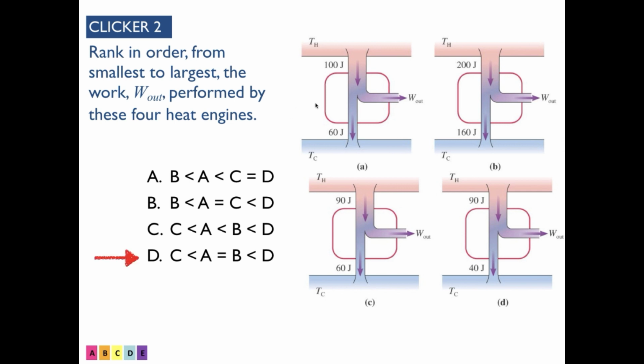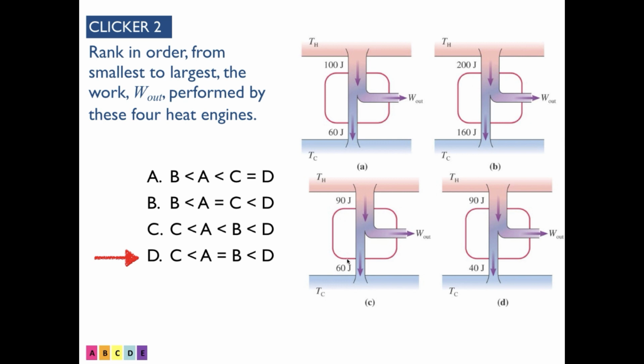Now, how do you get this? Well, you just subtract QH minus QC, because remember, work out is equal to Q, okay? So here, 100 minus 60, that's 40. 200 minus 160, that's also 40. So these two are the same. A and B are the same.